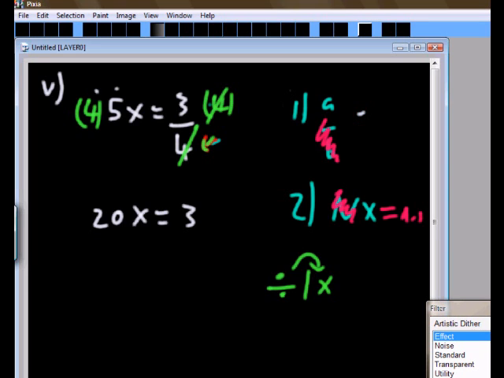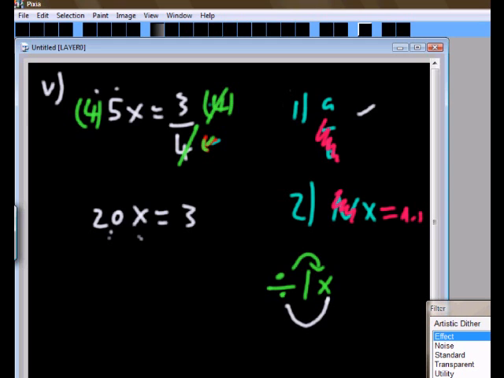Great, so that's that done. Now I've got rid of my fraction. I'm left with this number in front of the x still. It's the 20 in front of the x I don't like. Okay, so I'm going to use the same thing again. 20 in front of the x means that's 20 times x.